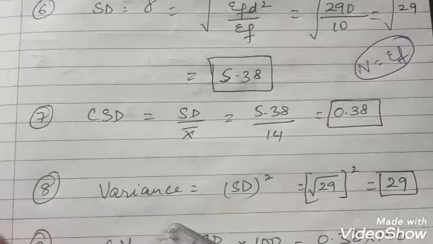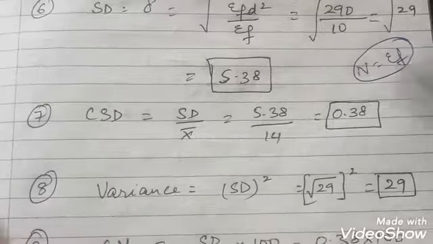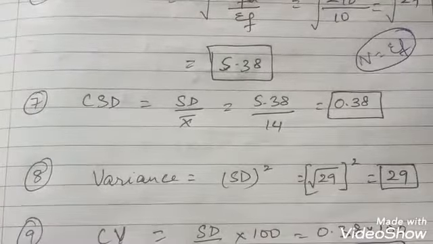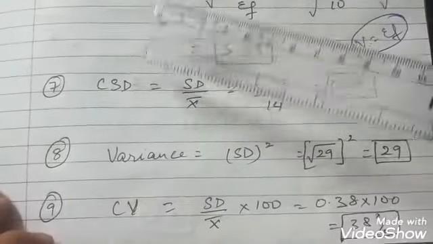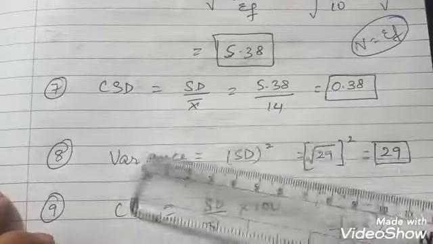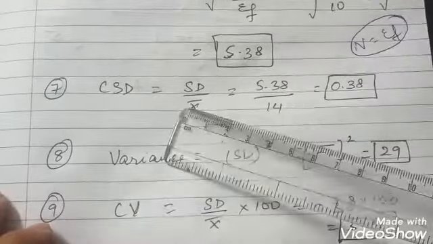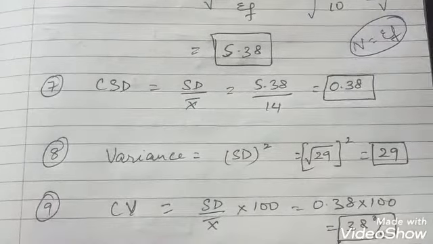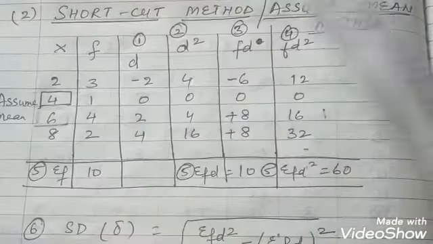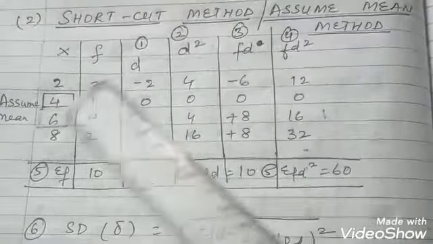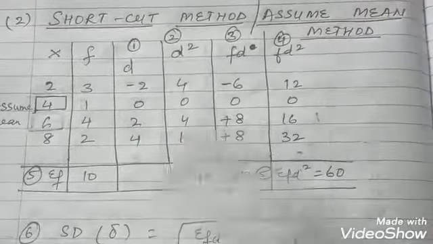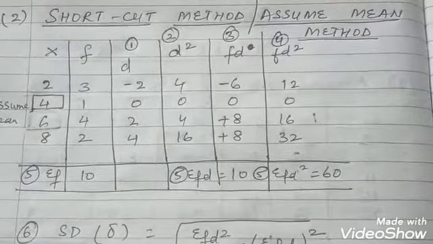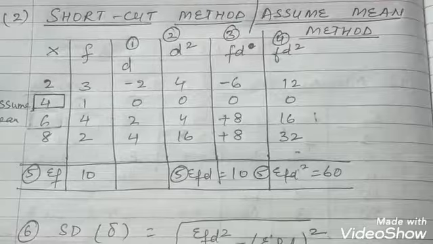If you have to calculate variance, standard deviation square, and if you have to calculate coefficient of variation, you know it is CSD into 100. So the formulas of all these three remain the same in any series or any method. Standard deviation in case of shortcut method or assume mean method. So now we are trying to calculate standard deviation using shortcut or assume mean method.